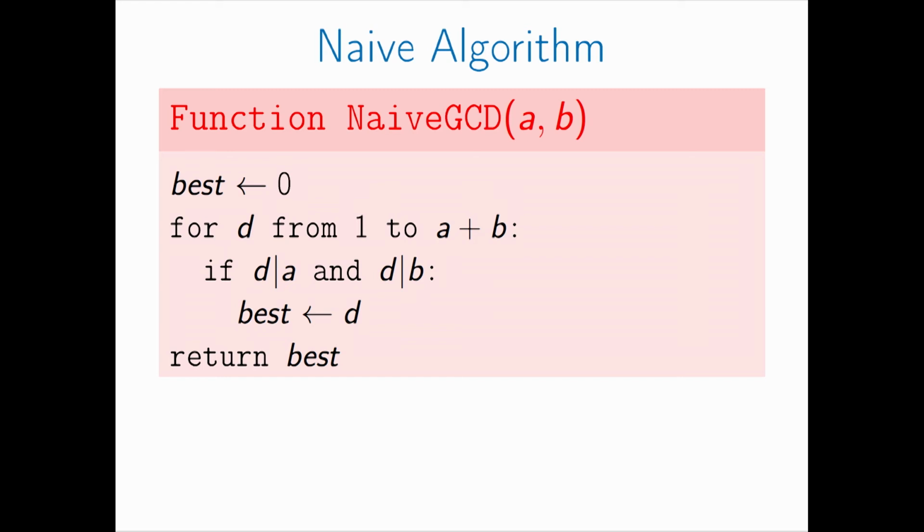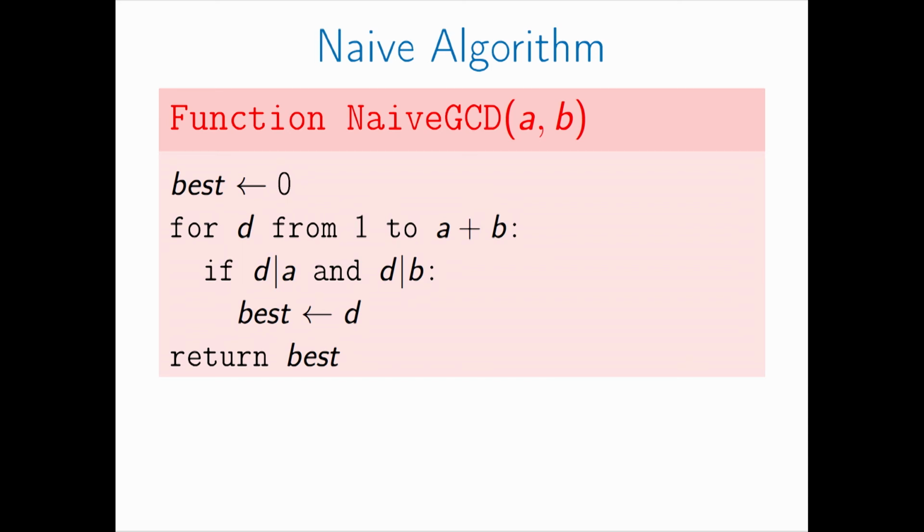We then let d run from 1 to a plus b, since this is the range of numbers that are valid. Now, if d divides a and d divides b, well, since d is increasing, this has to be the new best that we've seen. So we set best equal to d, and then at the end of the day, we return the best thing we've seen. So that's a perfectly good algorithm.